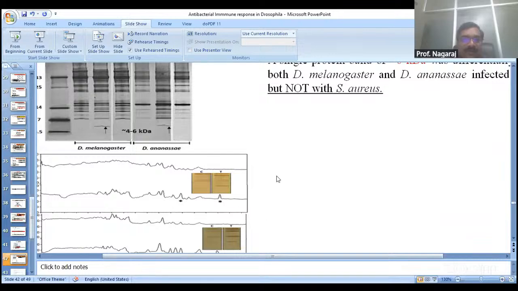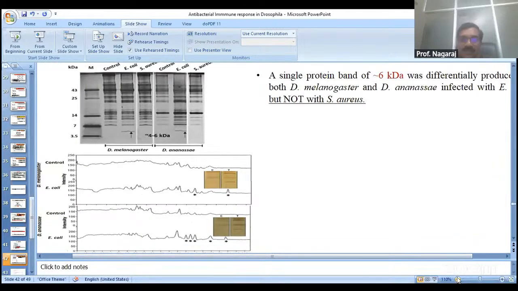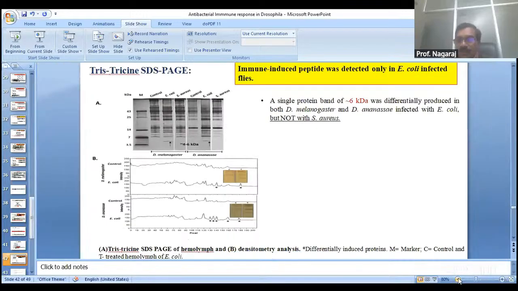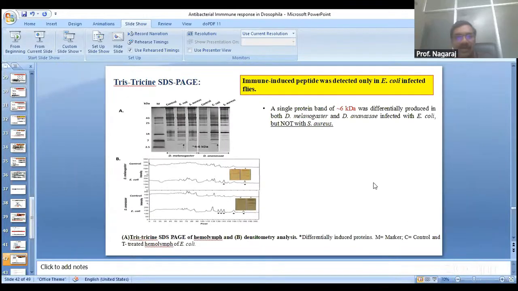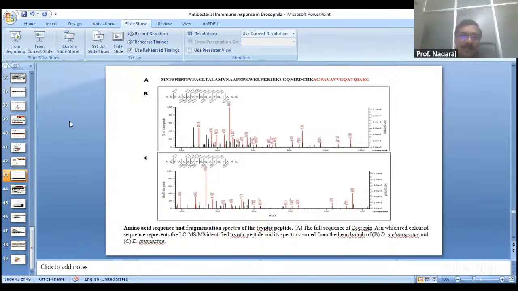Yeah, so there is a slightly specific differential expression of this 6 kilodalton protein here in a different species, only in E. coli infected, but not SRAS. Then we went for amino acid sequence and fragmentation of spectra for tryptic peptide by LCMS spectra.